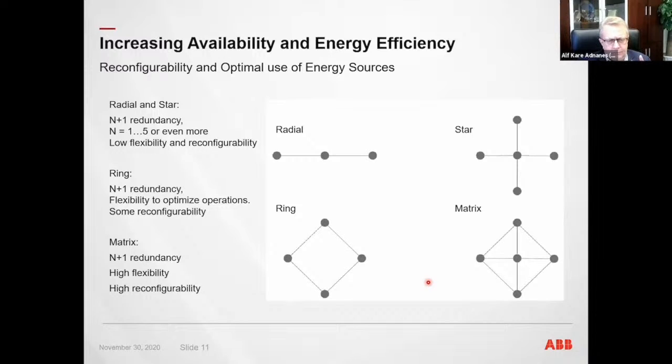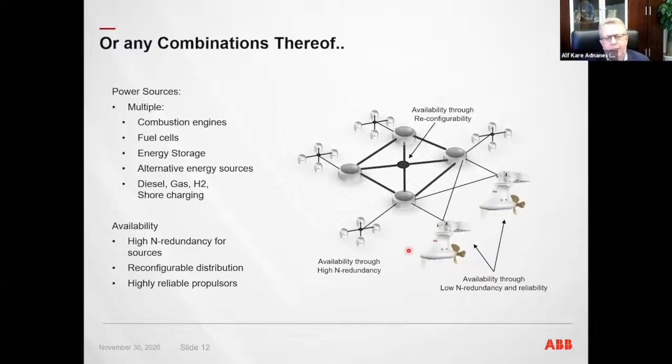And since I said that these new energy sources do not suffer too much from energy losses or power losses by size, we can also think about combining these different systems in any combination. We can combine these matrix systems, which give a very high availability through reconfigurability of the vessel, with high redundancy power sources, this island of power sources, where each power source has a smaller contribution to the overall power system, and hence the consequence of a failure is less.